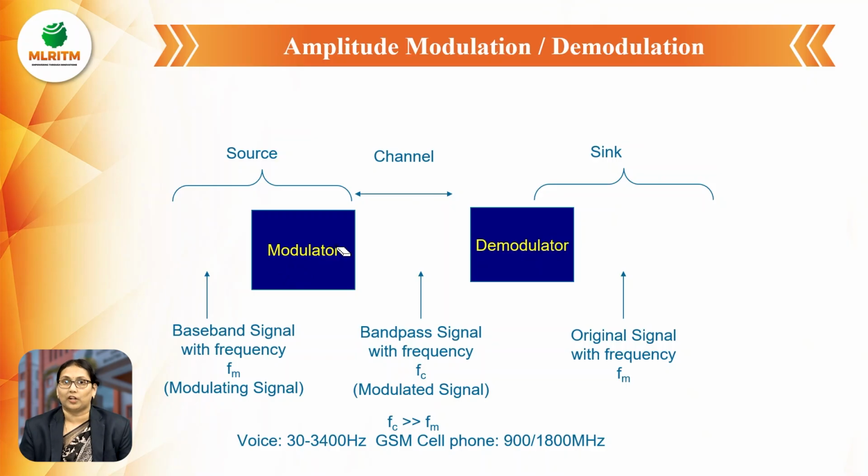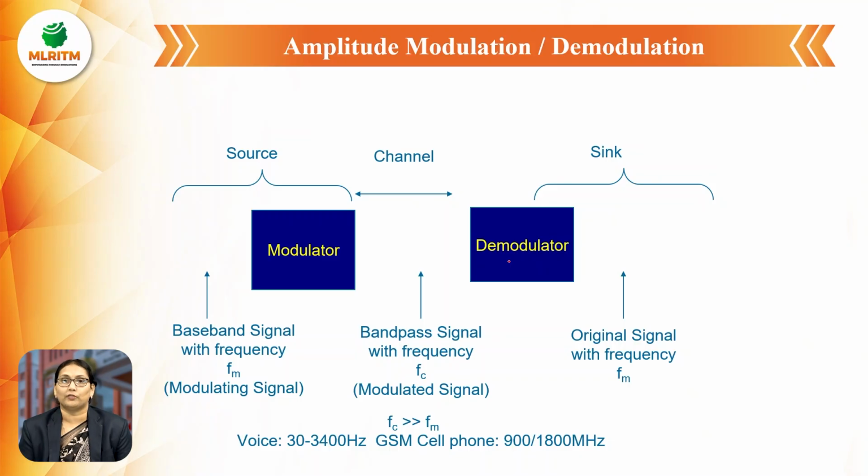Coming to amplitude modulation and demodulation. In modulation, what happens is the low frequency signal, which is the modulating signal, and the high frequency signal, which is the carrier signal, are both combined. So the low frequency signal is translated into a high frequency signal. After that, the demodulation process is done. What is meant by demodulation? Demodulation is nothing but reconstruction of the original message signal.